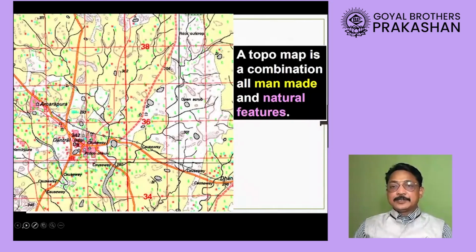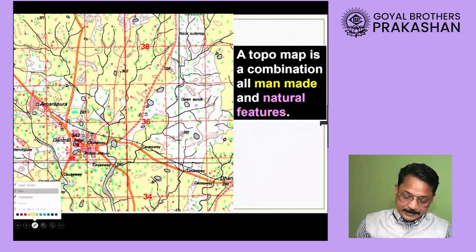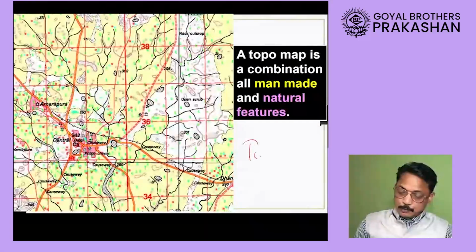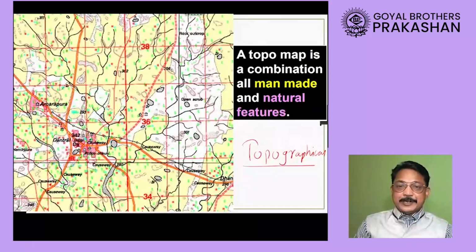Therefore, dear students, we draw these on a large scale. We take a smaller area and depict all these features, whether man-made or natural features, in great detail by using signs and symbols. The map that is seen here is a topographical map. Please do not worry, we will be dealing with it in great detail step by step.